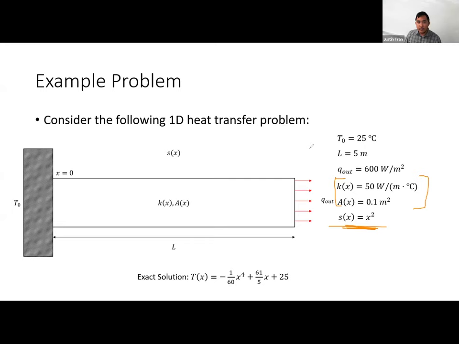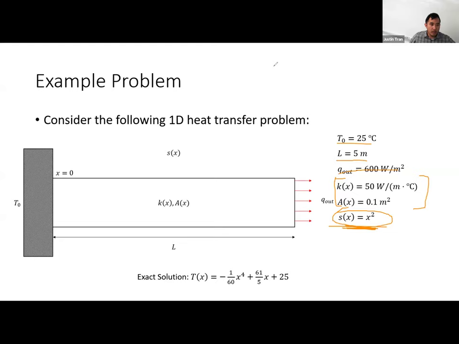We have a fixed temperature at the left side of 25 degrees C, so that's going to be our Dirichlet boundary condition. Our length is 5 meters, and our Neumann boundary condition at the right side of the model is 600 watts per meter squared. But again, the biggest challenge we're going to face for this problem is the thermal generation function of X squared.